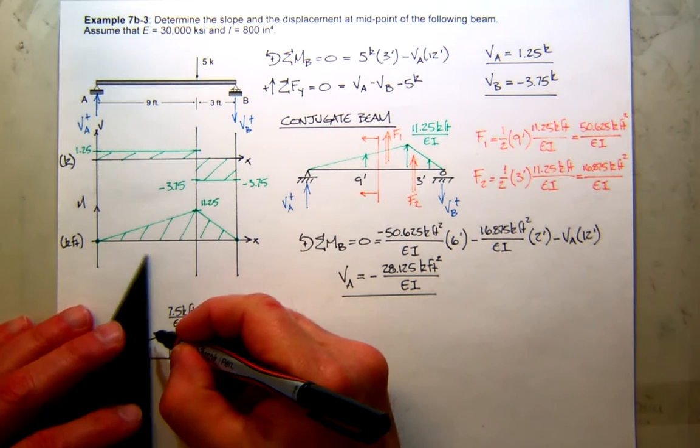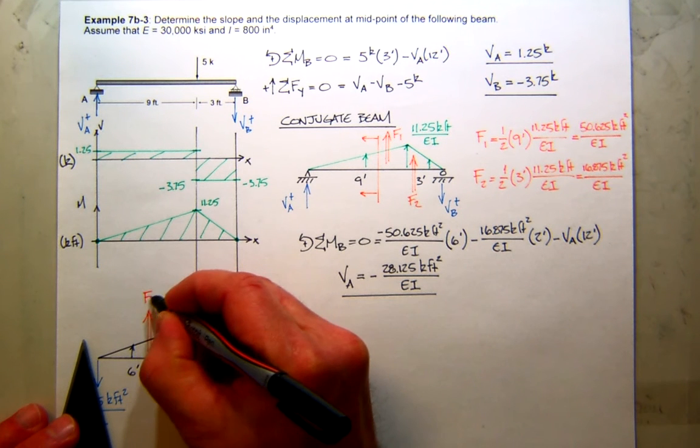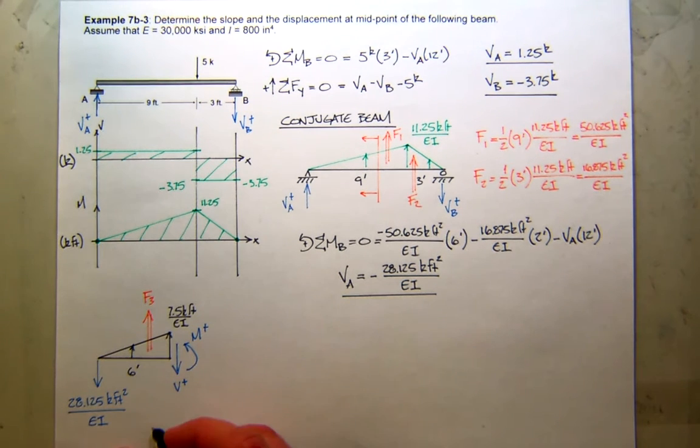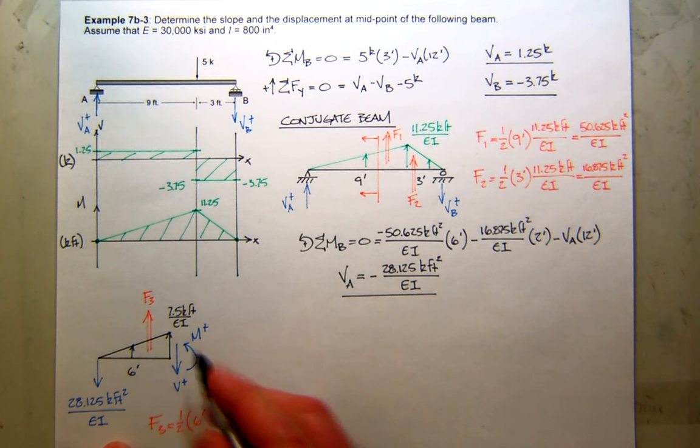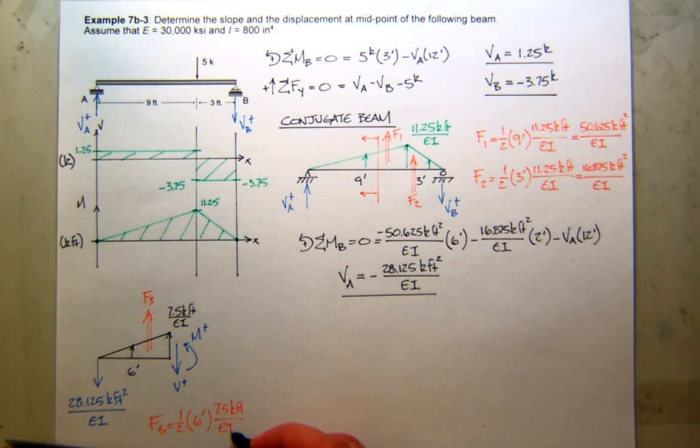So I'm going to resolve that into a concentrated force, which I'll call F3. And F3 is a triangle. So that'll be 1/2 the base, which is 6 feet, there's the base, times the height, which is 7.5 kip feet divided by EI. And that looks to be 22.5.